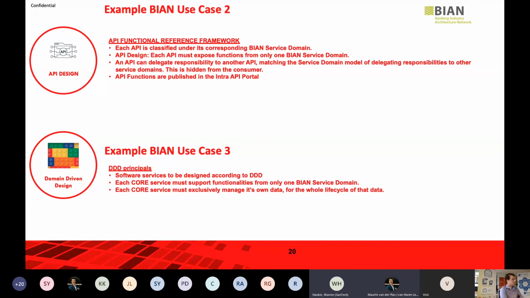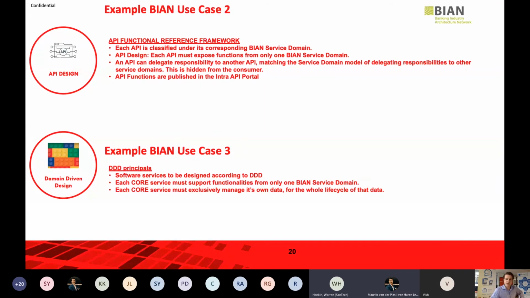The result is that by practicing BIAN, it in effect forces us to practice domain-driven design and the good practices around that. That results in all of our core services or software supporting functionalities from only one BIAN service domain. So we have software that's nicely decoupled from other pieces of software in a service-orientated manner. They look after their own data for the whole life cycle. Nothing else is allowed to touch that data. Everything has to go through the appropriate API and call service in order to access or perform a function on that data. So that's our use case number three.